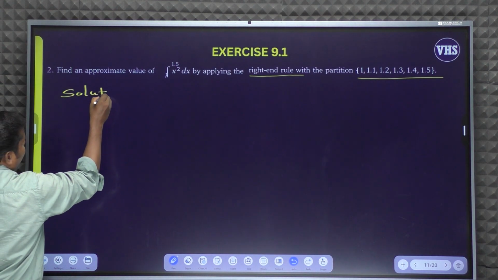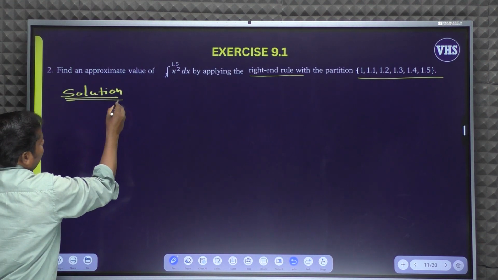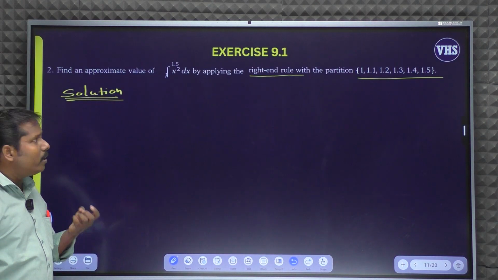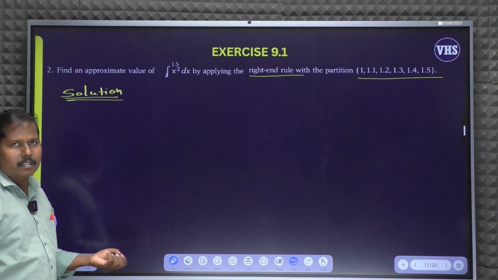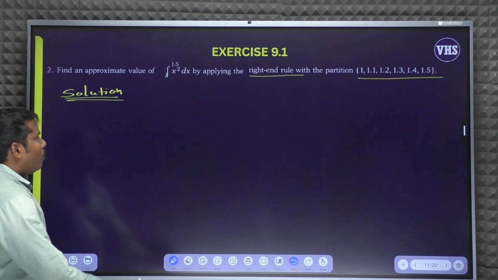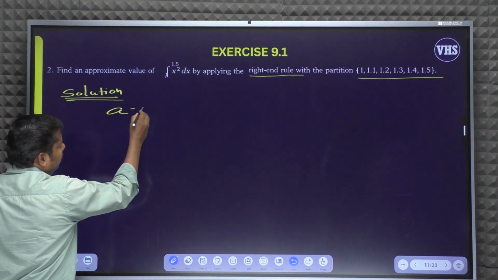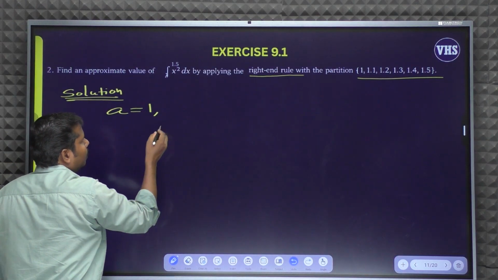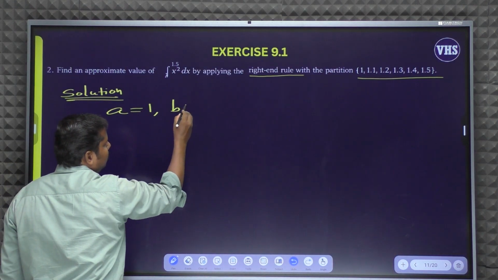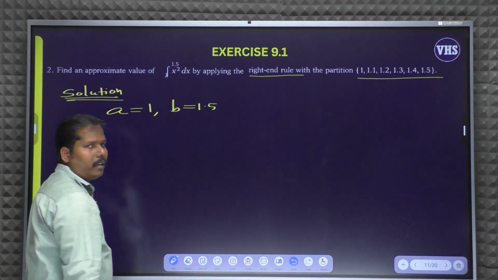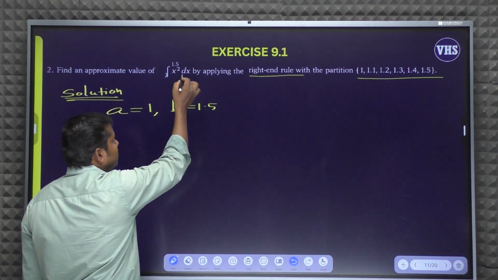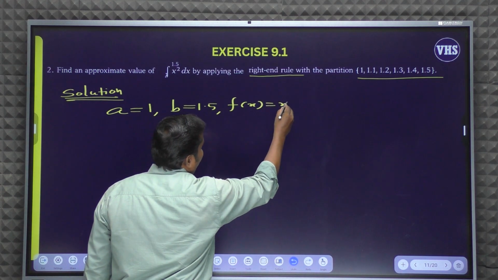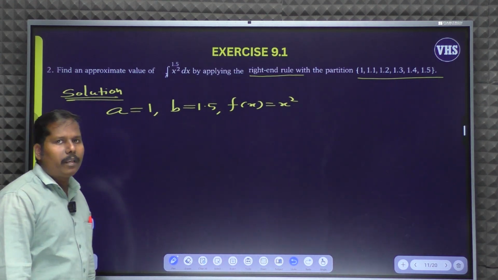Solution. So as we did in the previous problem, we need to collect what is a, what is b, what is f of x, what is delta x. Let us gather them one by one. What is a here? a means the lower limit of the given integral. What is a here? 1. Upper limit b, what is it? 1.5. Next, f of x. What is our f of x here? x squared. So f of x is equal to x squared. Then we have to take delta x.